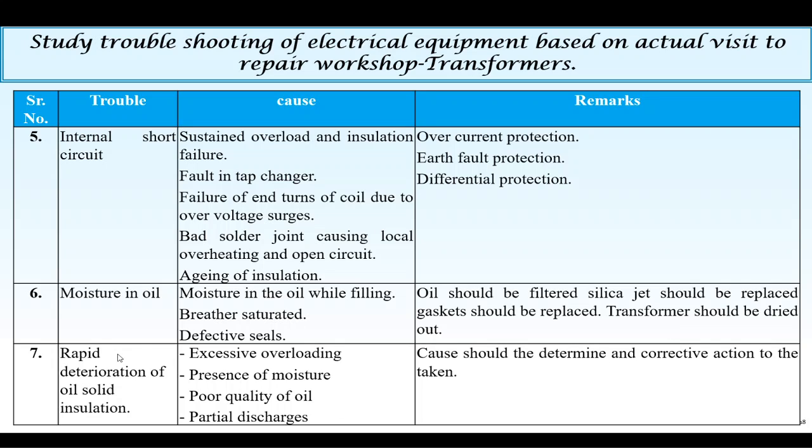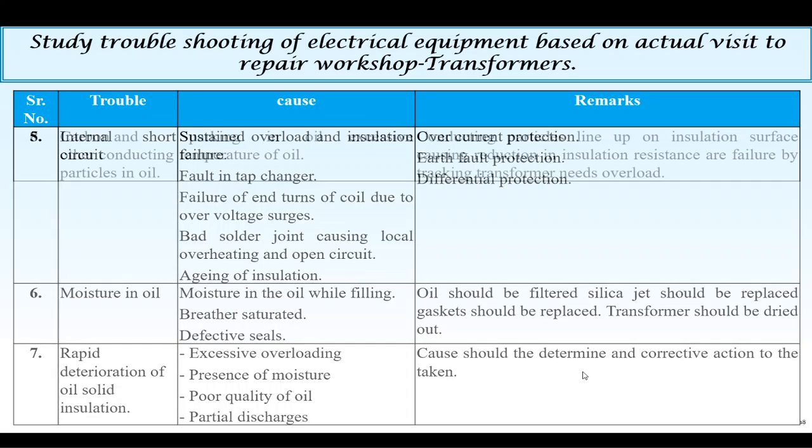Next one is rapid deterioration of oil and solid insulation. The causes are excessive overloading, presence of moisture, poor quality of oil, partial discharges. The cause should be determined and corrective action taken.